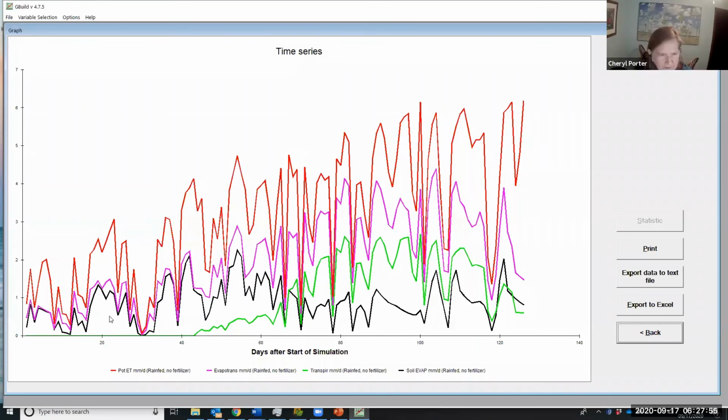Okay, so remember before the soil dominated early, that would be this one, and then the plant dominated later. We still see that, but the difference is not as stark, and so we get less transpiration and more soil evaporation than we did under the irrigated high nitrogen treatment.